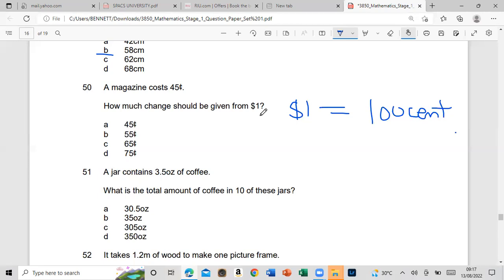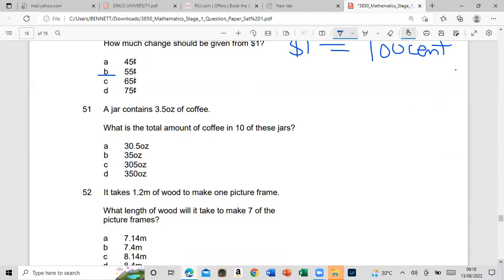So if the magazine costs 45 cents, how many cents remain? How much change should be given? So you give $1 and it costs 45 cents. How much change did I get back? Sir, 55. 55 cents. So you just subtract 45 from it and you get it. All right, very good.